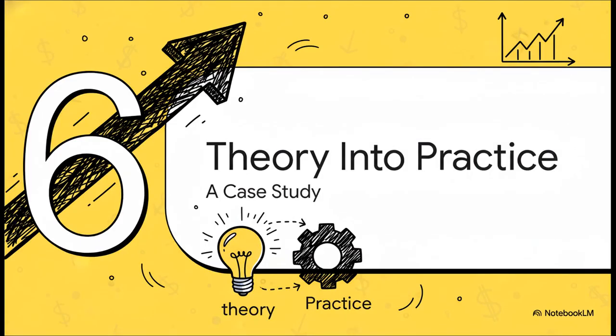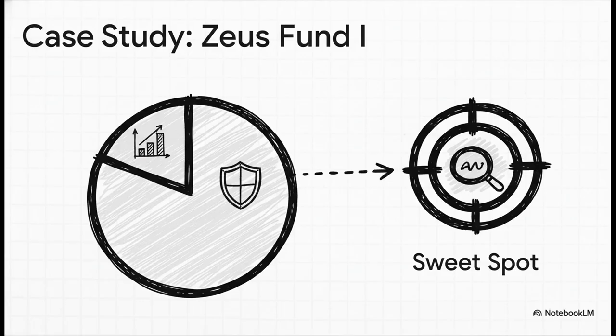This all sounds fantastic in theory, right? But does it actually work out here in the real world? Let's wrap up by putting this theory into practice. Check out this real-world case study of a fund called Zeus Fund I. They found a solid negative correlation between their stocks and bonds, and by mapping out their efficient frontier, they found their sweet spot was a 20/80 stock-to-bond mix. At that point, their risk was tiny, just over 0.5%. And get this, that was significantly lower than the risk of just holding the bonds by themselves.